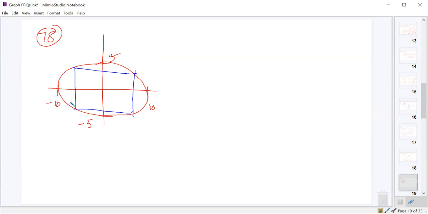So in order to do that, the first thing we're going to have to do is write the equation of this ellipse. So we should know how to write the equation of this ellipse. It should just be x squared over half of the major axis squared plus y squared over half of the minor axis squared equals 1. That's just your standard form for an ellipse.